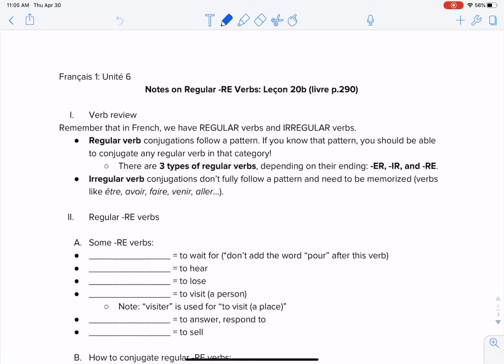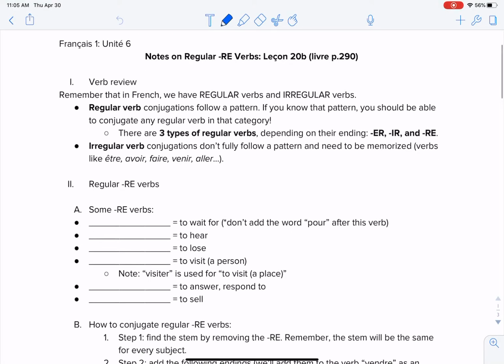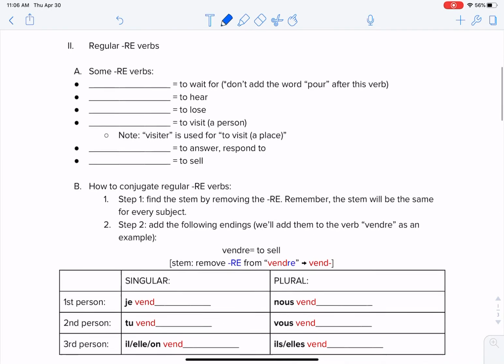Today we'll look at regular RE verbs. We recently looked at regular IR verbs, and just remember that in French we have regular and irregular verbs. Regular verbs follow a pattern, so we'll look at that pattern below. Irregular verbs don't really follow much of a pattern, or if they do, it's not a perfect one. So those are ones that you just have to memorize. So let's take a look at regular RE verbs.